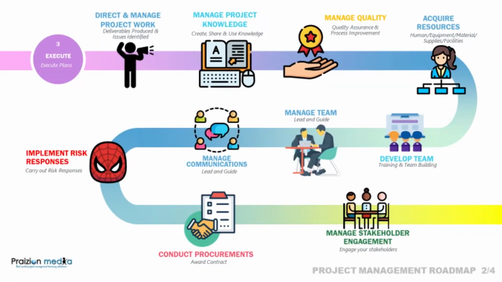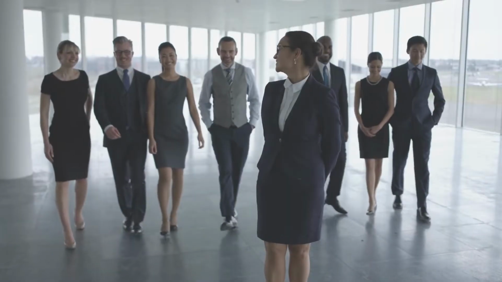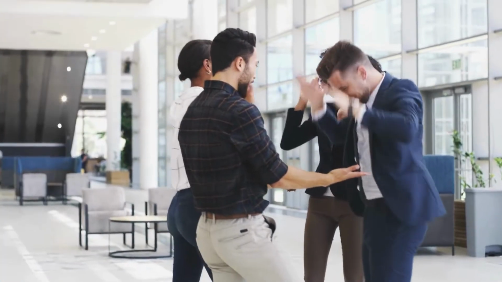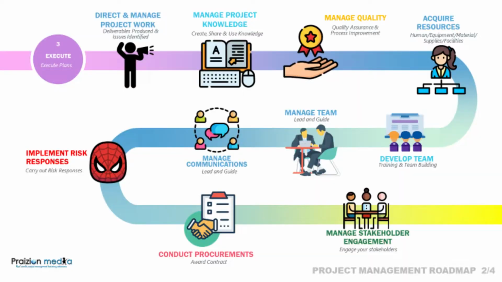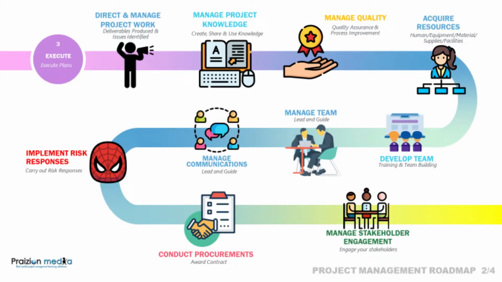In executing, we do everything from directing and managing the work as a whole, collecting lessons learned through managing the project knowledge, managing quality through audits, acquiring resources, developing the team and managing the team, managing communications, implementing risk responses, conducting procurement, and managing stakeholder engagement.